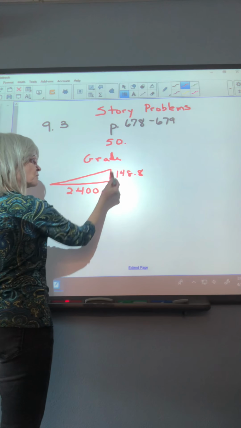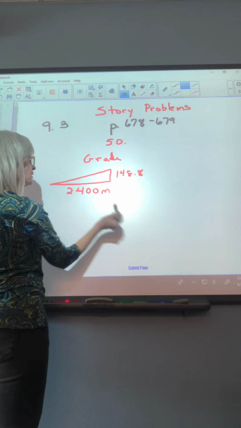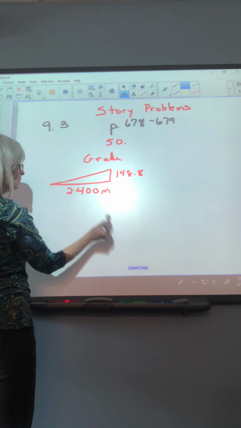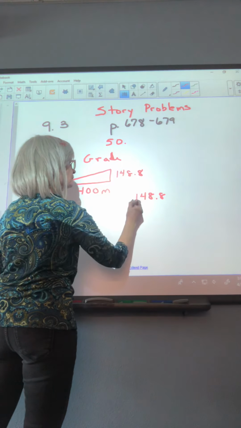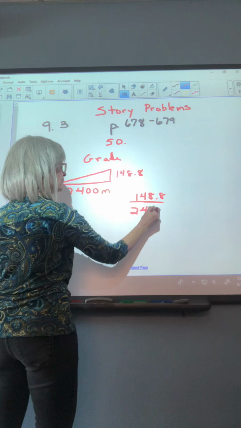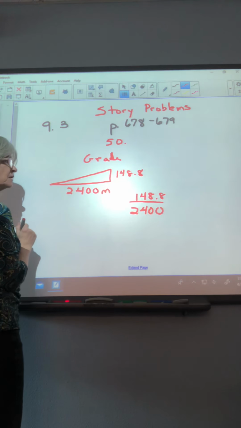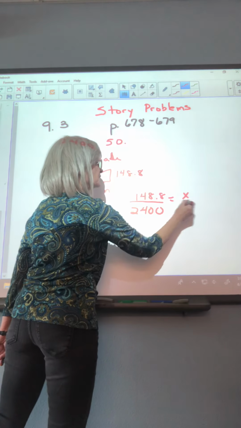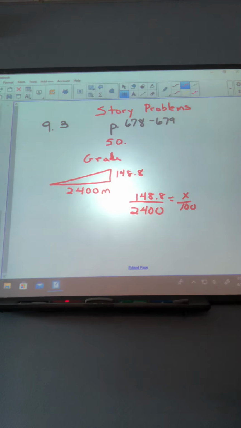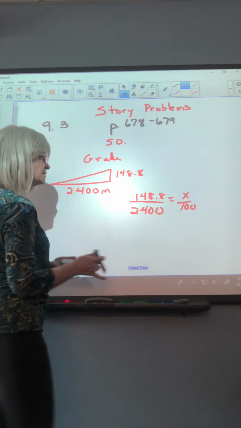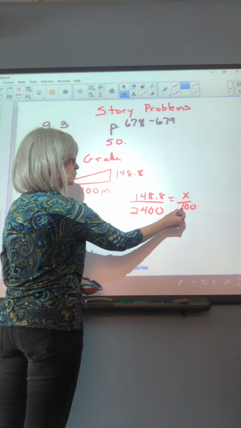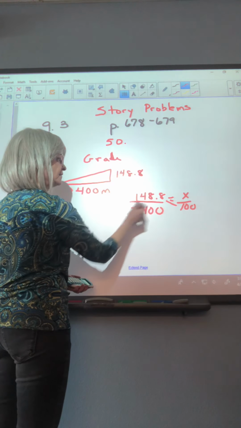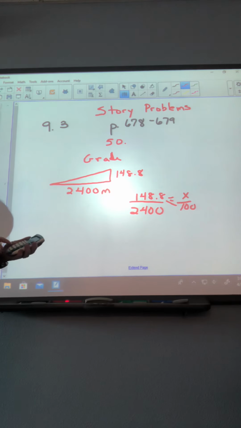And so this would be the rise, the 148.8 meters, and then the run is going to be the 2,400 meters. So we would just write that as a fraction, just like you would write the slope. Then you're going to just find the percentage. So you could put x over 100. And if you remember when we were doing proportions as percents, you cross multiply 148.8 times the 100, and then you divide by the 2,400.